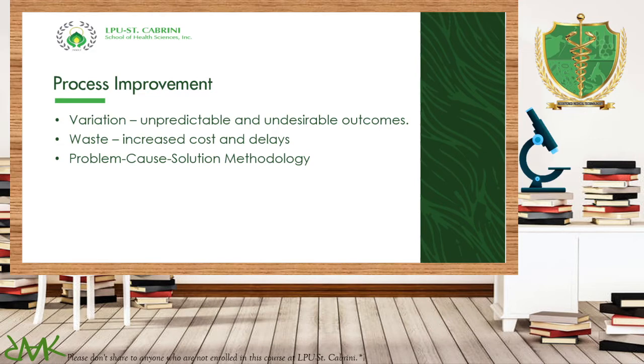Now, how about process involvement? Process involvement, no, includes variation and waste. When we say variation, it is unpredictable and undesirable outcomes. And that is what is being focused on by Six Sigma. Okay, and waste is increased cost and delay. That is the waste, no? That is the streamlining. Okay, and take note, guys, that Lean Six Sigma uses problem-cause-solution methodologies to improve any processes through waste elimination and variation reduction. You identify the problem, what is the cause of the problem, and then give the solution to the problem so that the problem will be answered.